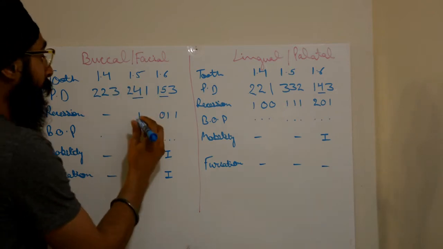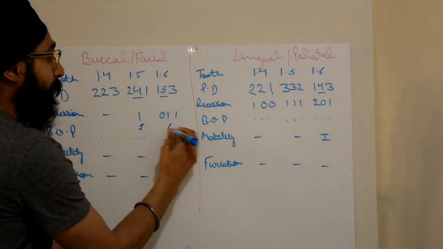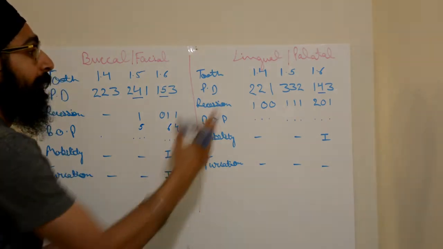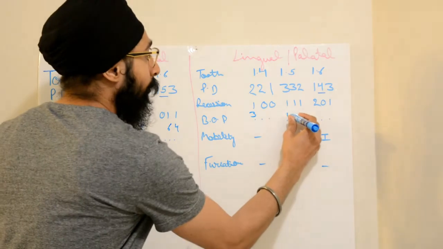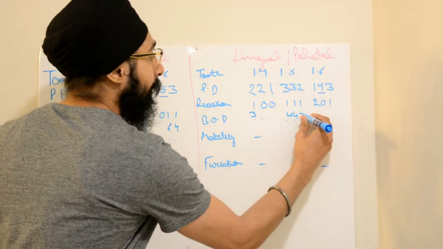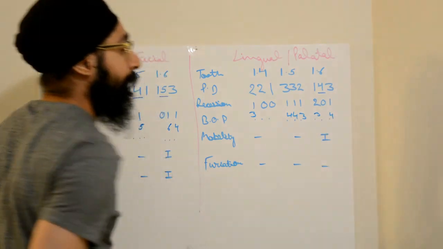So here it becomes 5 millimeter, here it becomes 6 millimeter, 4 millimeter. Same way here it becomes 3 millimeter, 4 millimeter, 4 millimeter, 3 millimeter, 3 millimeter and 4 millimeter.